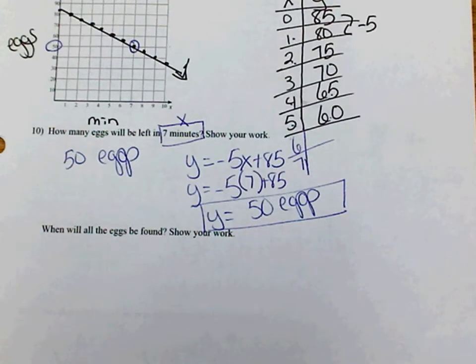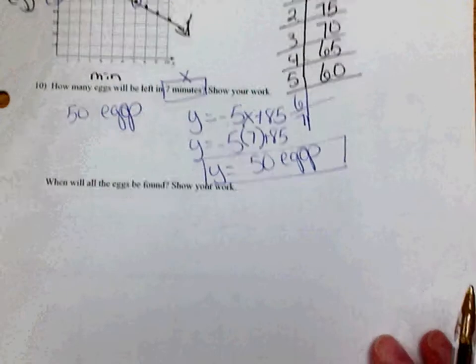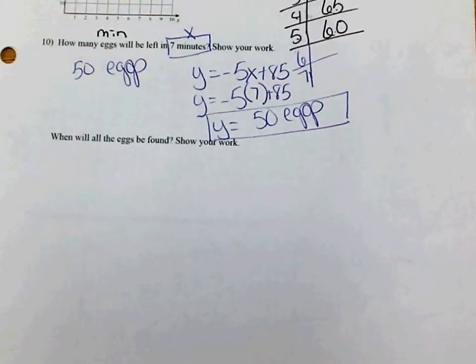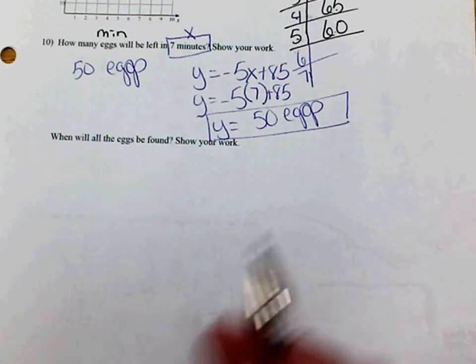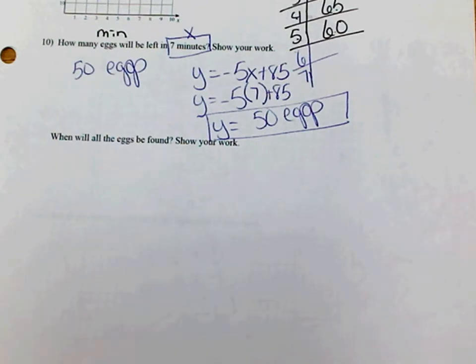All right, the last question says, when will all the eggs be found? The hard thing about this question is that whenever you have a question, you have to have a new number to add to your equation, because your equation has an x and a y, and we can only solve for one of them. We can't solve for both with only one equation. So we have to have a new number to introduce. So let's see if we can figure out.